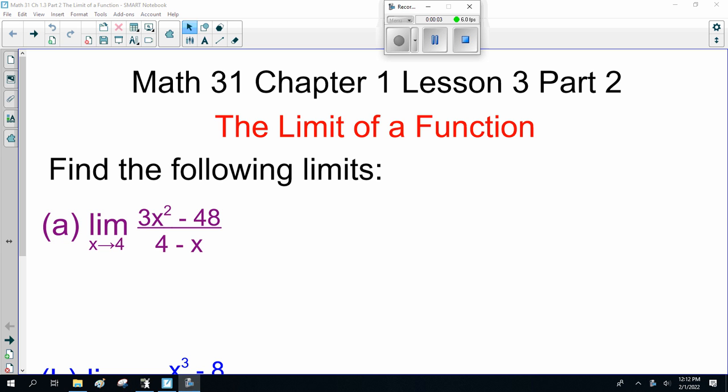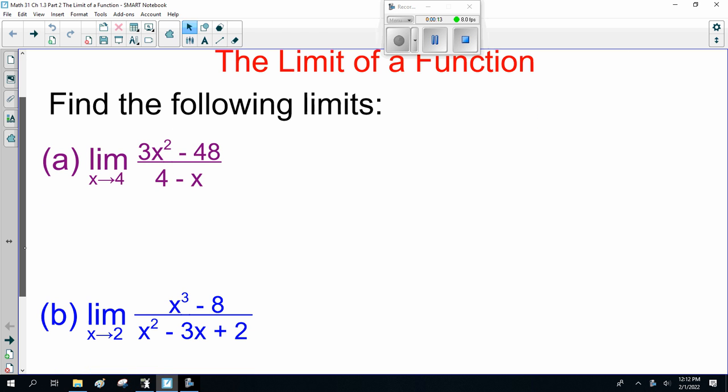Hello, ladies and gentlemen. Welcome to Math 31, Calculus, Chapter 1, Lesson 3, Part 2, the limit of a function. So, now that we've done factoring, we can find limits.